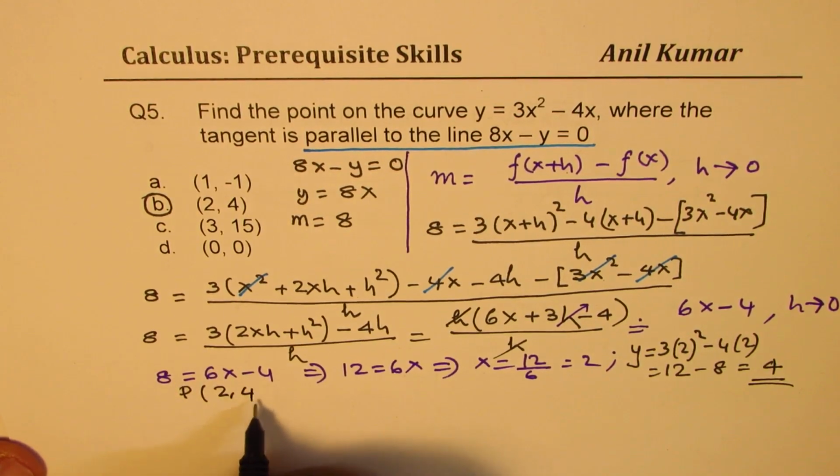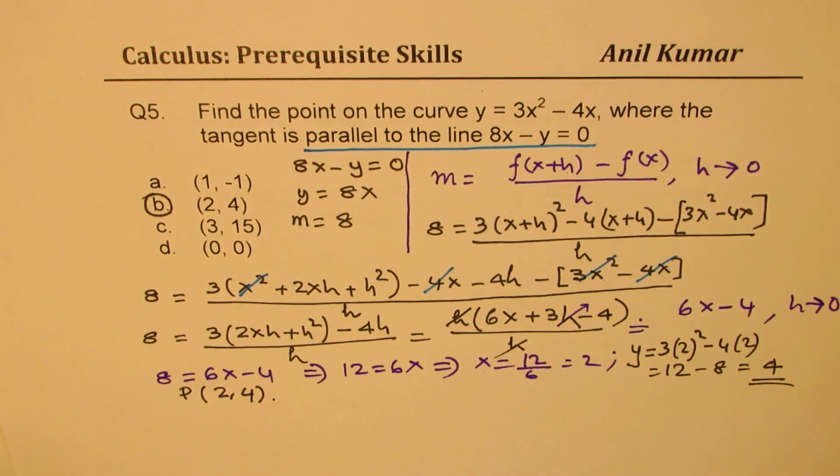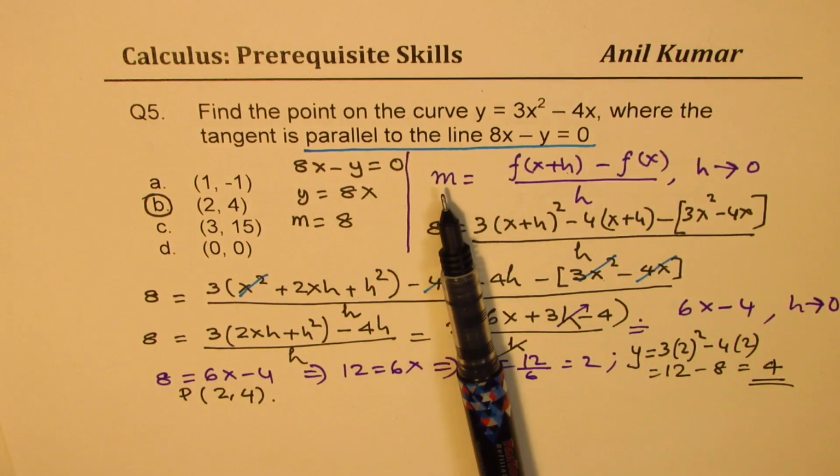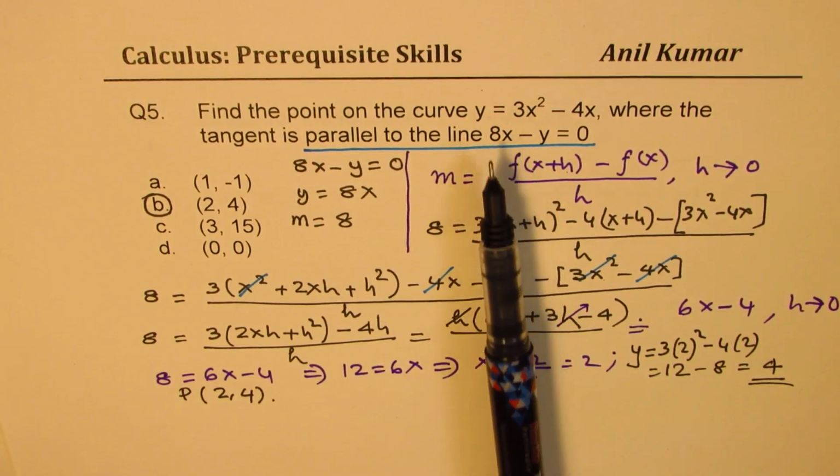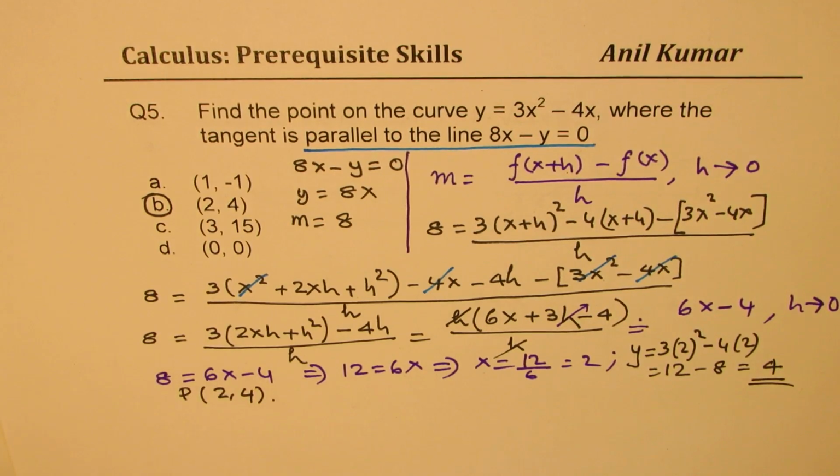So the point here is (2, 4). Correct? So in this particular case, as you can see, we did a kind of reverse operation. We knew what the slope is and we found the point on this parabola where the slope was 8, parallel to the line 8x minus y. So I hope that is absolutely clear. Perfect. So with these two examples, you've seen how the difference quotient method can be effectively utilized to find the slope of a tangent line on any curve. In calculus, we'll find much simpler ways to solve similar questions.